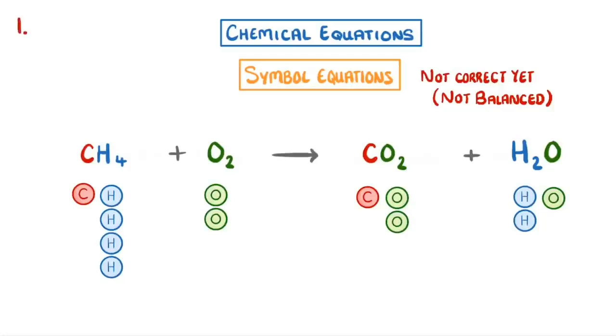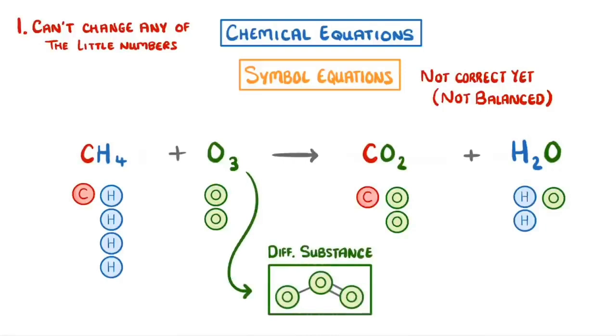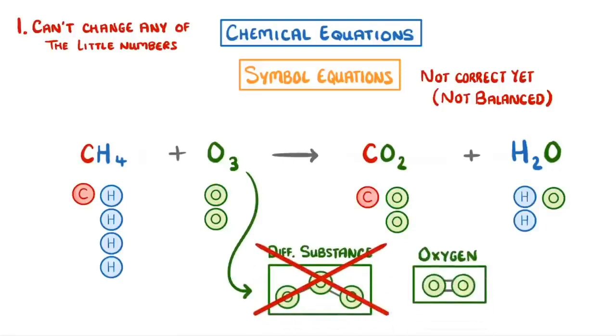The first rule of balancing equations is that we can't change any of the little numbers. This is because doing so would mean that we were changing the actual type of chemicals in our equation. For example, we couldn't change our O2 to an O3, because O3 is an entirely different substance, which isn't oxygen.